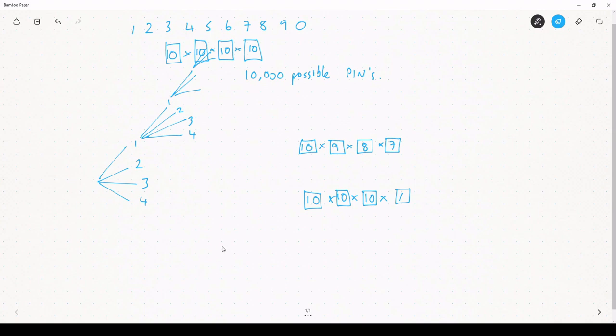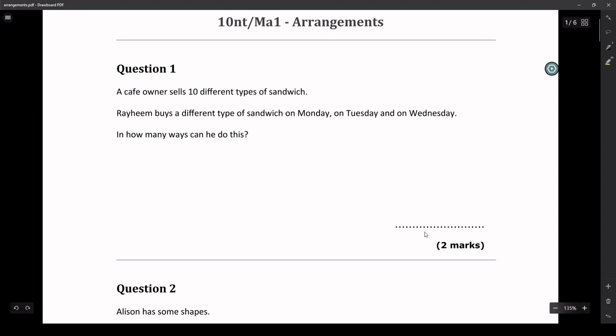Say your pin was going to be a palindrome, so that's the same forwards and backwards. How many different palindromic pins are there? Well, the first number can be anything, but then the last number would have to be the same. The second number again could be anything, but now this one would have to be the same. So you end up with 100 different palindromic pins. So this is the basic idea for the task, and we'll just now talk about the questions themselves.